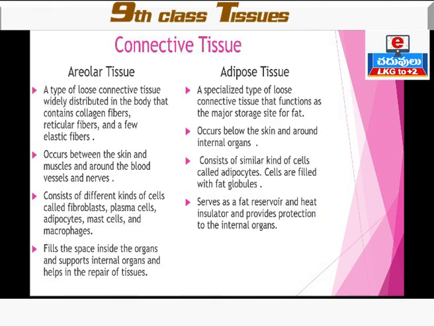Now let us compare areolar tissue and adipose tissue. Areolar tissue is a type of loose connective tissue that is widely distributed in the body and contains collagen fibers, reticular fibers and a few elastic fibers. Adipose tissue is a specialized type of loose connective tissue that functions as the major storage site for fat. Areolar tissue occurs between the skin and muscles and around the blood vessels and nerves. Adipose tissue occurs below the skin and around the internal organs.